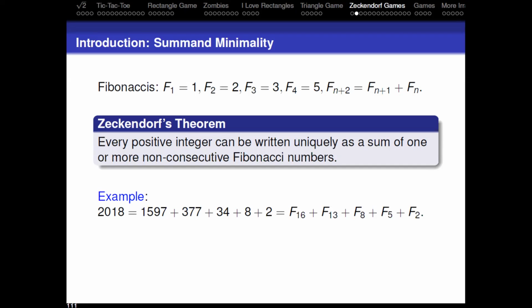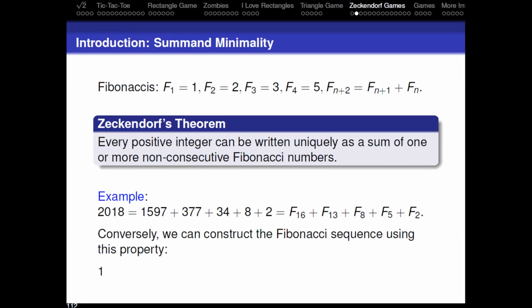We've talked about how to use the greedy algorithm. If I do 2018, I throw away the largest Fibonacci number I can, look at the difference, throw the largest I can away, and keep going. It turns out that this is an equivalent definition for the Fibonacci numbers. The Fibonacci numbers are the unique sequence such that every integer can be written uniquely as the sum of non-adjacent terms.